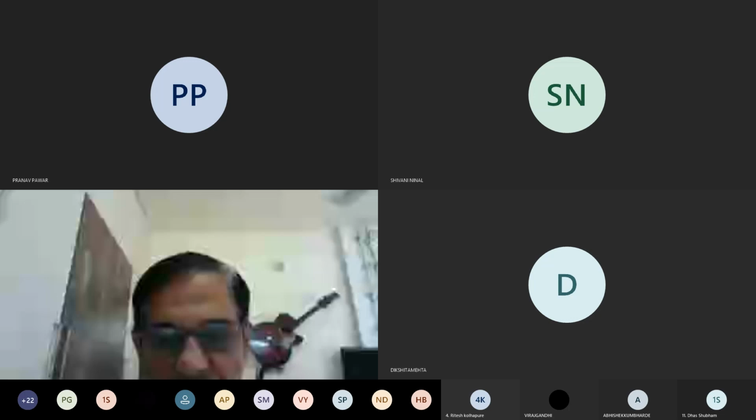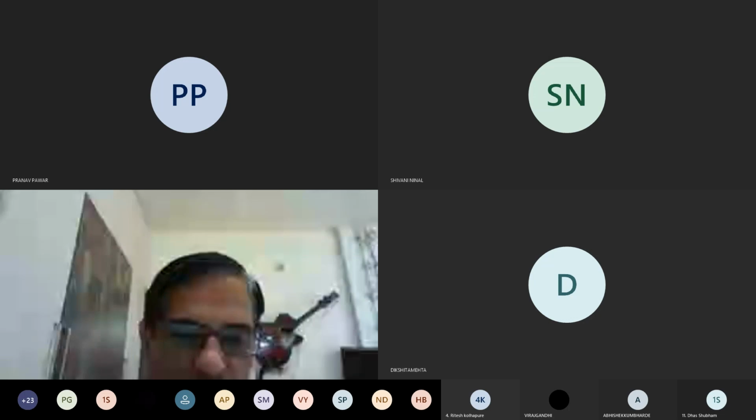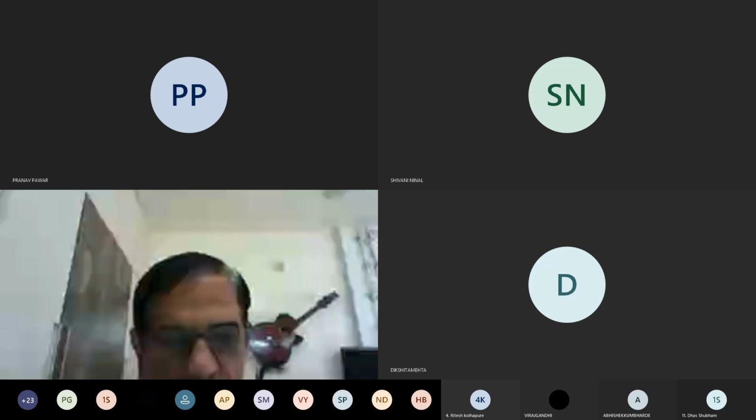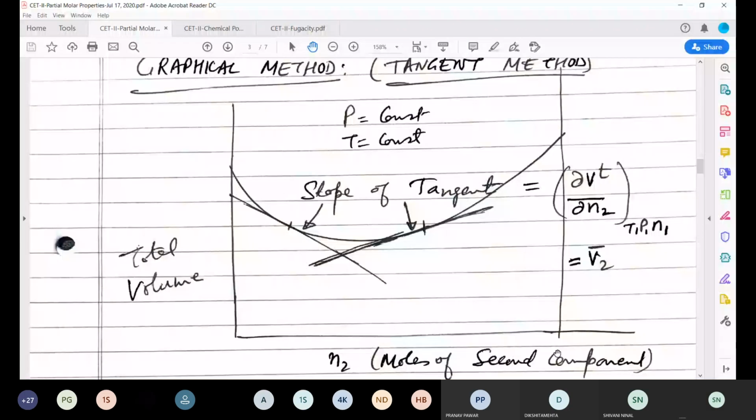So if it is ethanol and water, it will be water, or if it is the other way around, water will be ethanol. So we plot the solution volume by changing the composition of the mixture, find out the volume of the mixture or solution, and plot volume of the solution versus number of moles of second component. So you'll get some curve like this. It may be like this, it may be some other shape also, doesn't matter. And this is always at constant temperature and constant pressure.